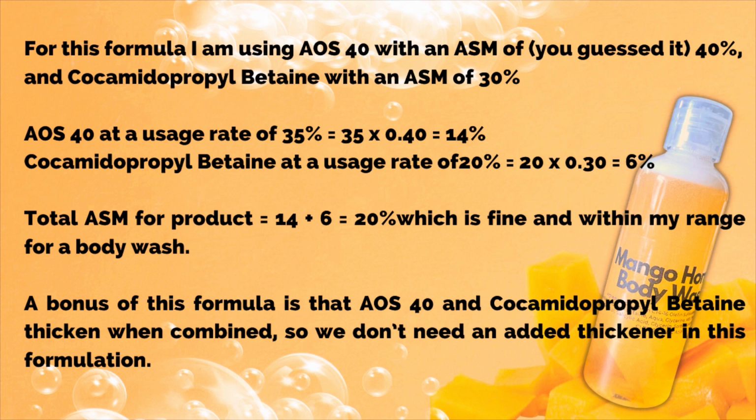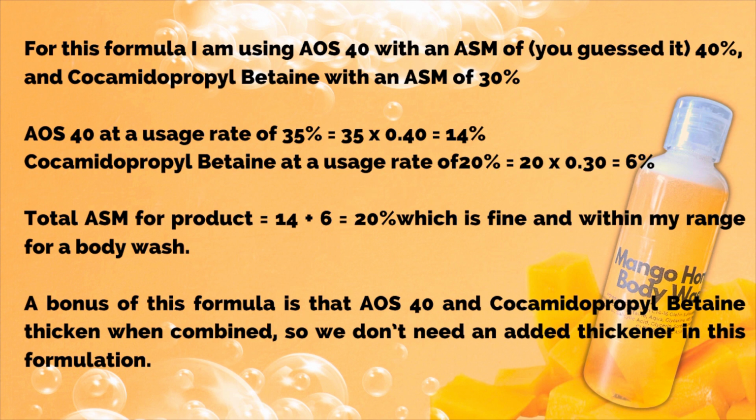So to work out the ASM, I take my AOS 40 at a usage rate of 35%, and then I times that by 0.40 to get 14. Then I do the same for the cocamidopropyl betaine at a usage rate of 20% times 0.30 equals 6. So the total ASM for the product is 14 plus 6, which equals 20% total ASM for the product, which is fine and within my range for a body wash.